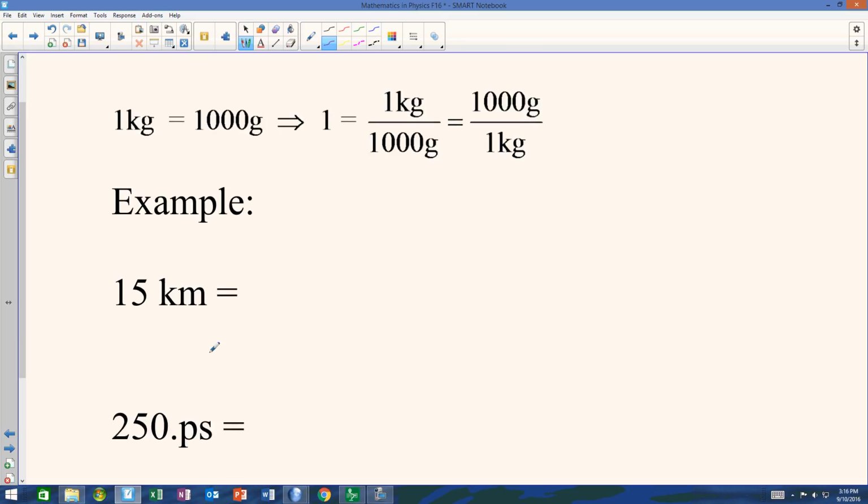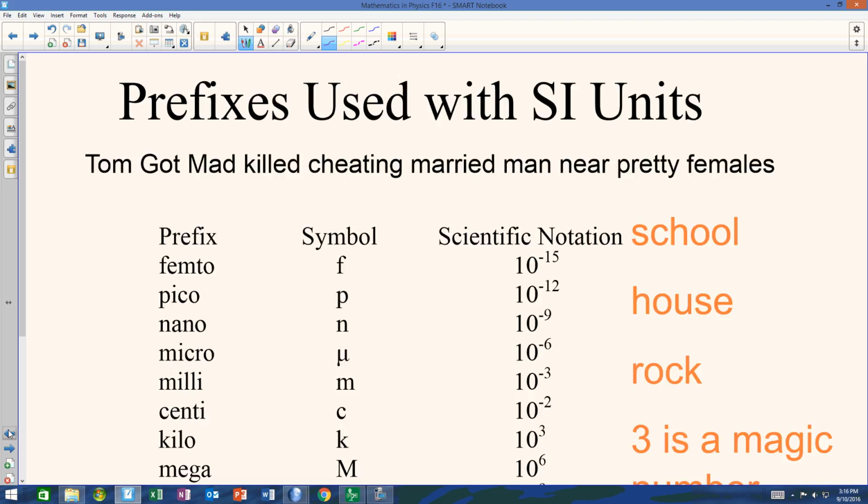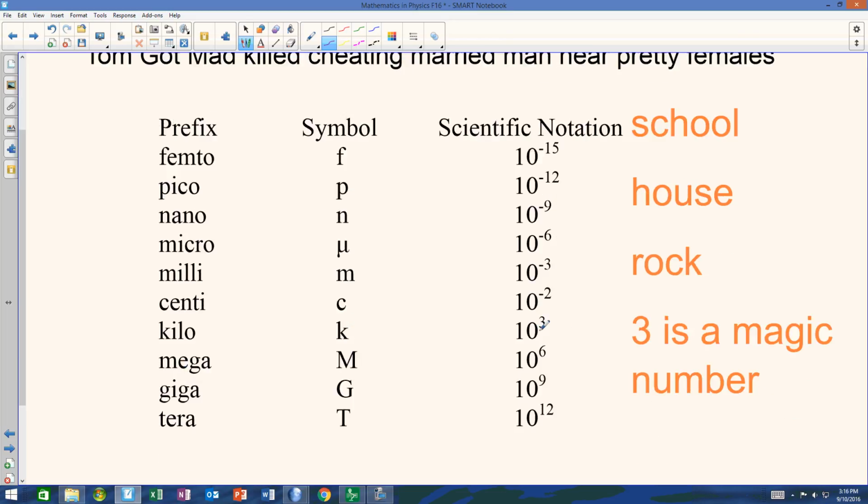So here I have 15 kilometers and I want meters. Okay, so what I'm going to do is take my 15 kilometers, and I know that 1 kilometer, and I'm going to put that down here because I want to get rid of it, is equal to 1,000 meters. How do I know that? I memorized my metric prefixes right here. Kilo is 10 to the 3. That's 1,000.